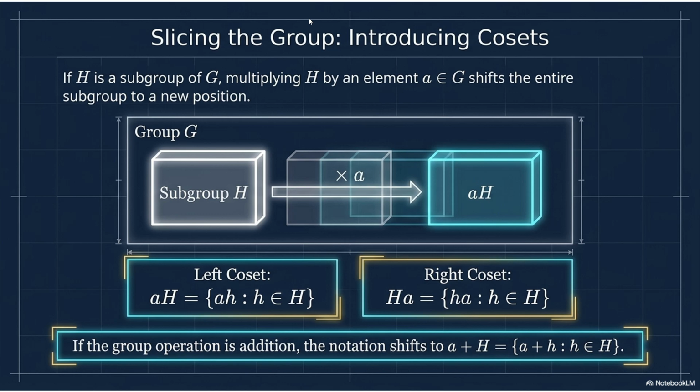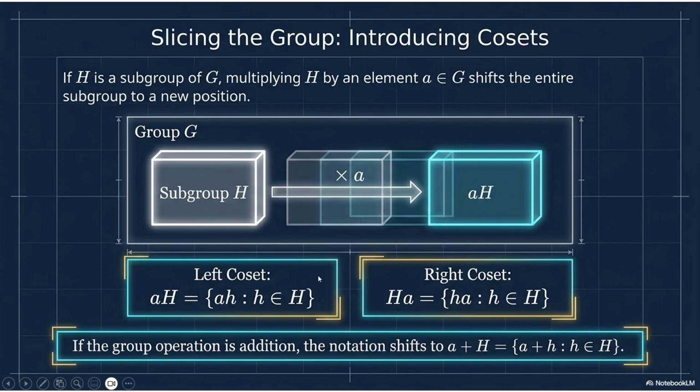In this video, we are going to see what cosets are. Consider a group G and a subgroup H of group G. Take an element A from G and operate A with all elements of capital H. The set formed by these elements is called a coset.